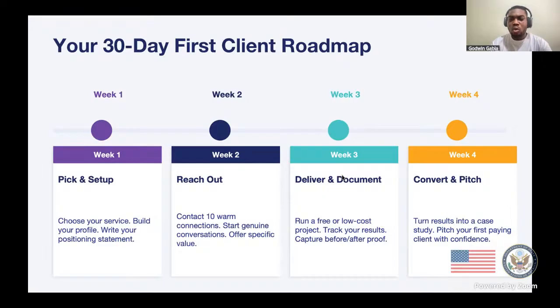So run a free or low cost project, track your results, capture a before and after proof, document on social media so people can see what you are doing. Then convert and pitch. Turn results into a case study, pitch your first paying client with confidence. That is it. Your 30 days blueprint to start getting clients in digital marketing today.